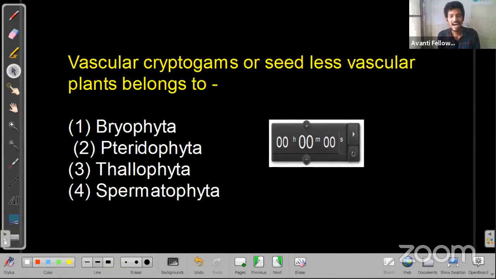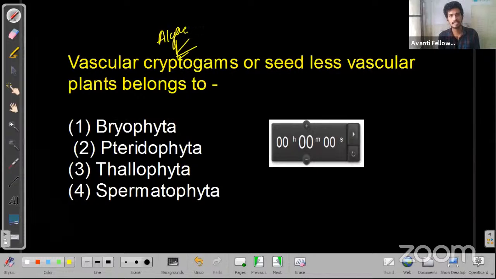Wow. Yeah, I'm ending the poll now and I'm sharing the results. 12% chose option A, 59% B, 18% C, and 12% D. Okay. I'm stopping sharing it. We will discuss it. Okay, correct. Vascular cryptograms, they are saying, or seedless vascular plants. Okay, cryptograms include which types or divisions? If you know, what are the plants that belong in cryptograms? Can you guys name them? Thallophyta, or I can simply say algae.